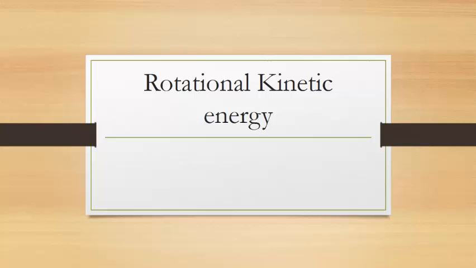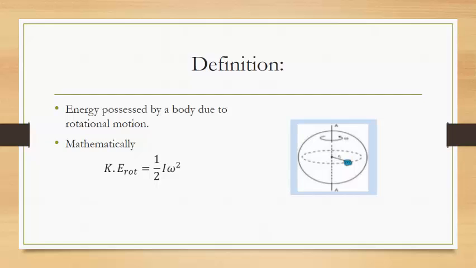Our topic today is rotational kinetic energy. First of all, we will define rotational kinetic energy. Energy possessed by a body due to rotational motion is called rotational kinetic energy. Mathematically, we can define rotational kinetic energy as half I omega square. In this equation, I represents moment of inertia and omega represents angular velocity.